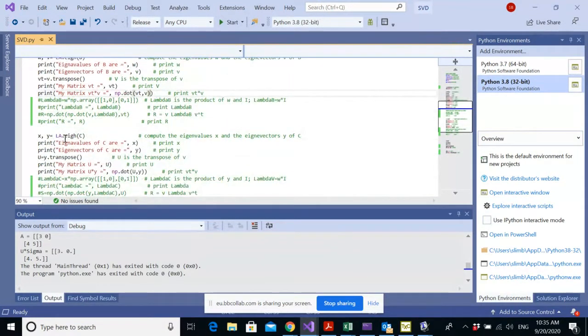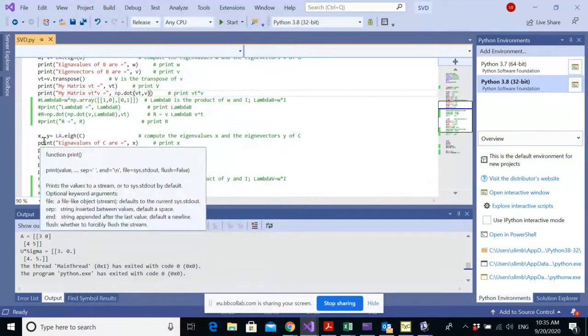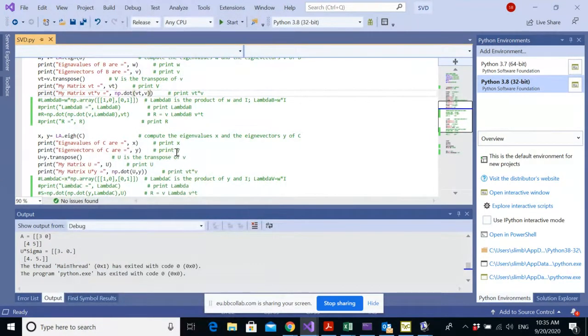I'm doing the same thing for the second matrix, C. So with the second matrix C, what am I doing? I'm computing the eigenvalues. The eigenvectors are placed in X and Y. And after transposing, I have a new matrix called U, which takes the transpose of the eigenvectors. And I'm performing the product U by Y to verify that I have orthogonal eigenvectors.